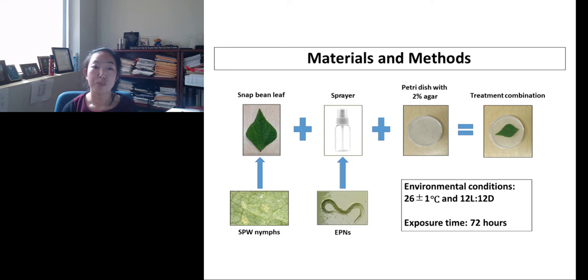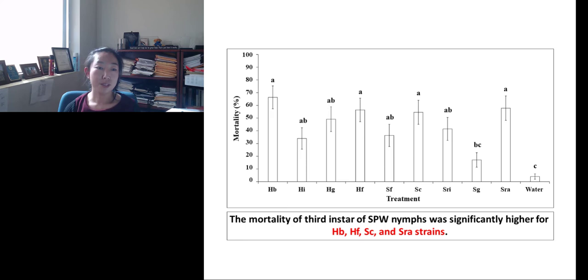with environmental conditions at 26 degrees Celsius and 12 hours light and 12 hours dark. The exposure time is 72 hours. After that, we check the experiment and analyze data to get the result. From this figure, you can see the x-axis represents the 10 treatments, and the y-axis represents the mortality of the third instar of the sweet potato whitefly nymphs.